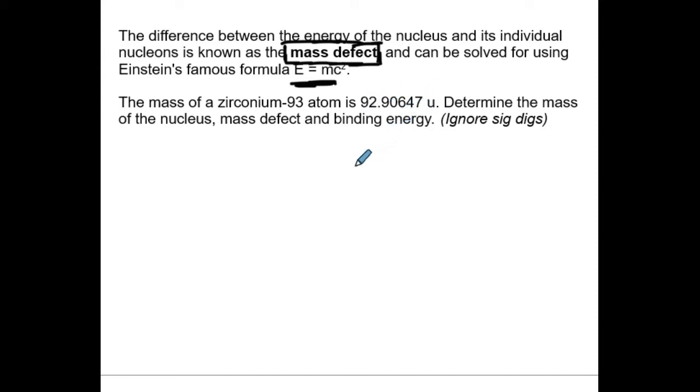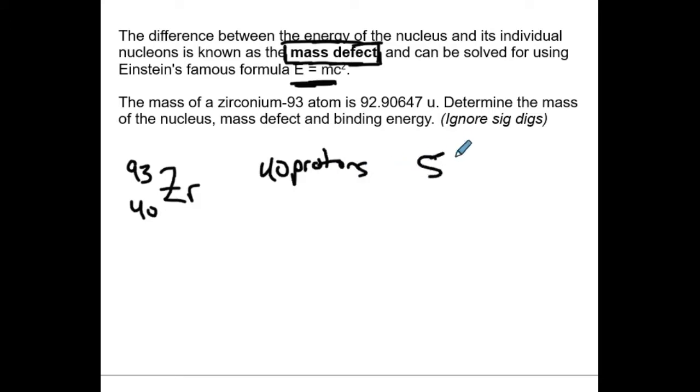Now, what I want to do, though, is calculate the mass of the nucleus particles at a time. So you know how zirconium-93 would be Zr, and zirconium is atomic number 40, which means that this thing has 40 protons, and if you can do some quick math in your head, it has 53 neutrons.